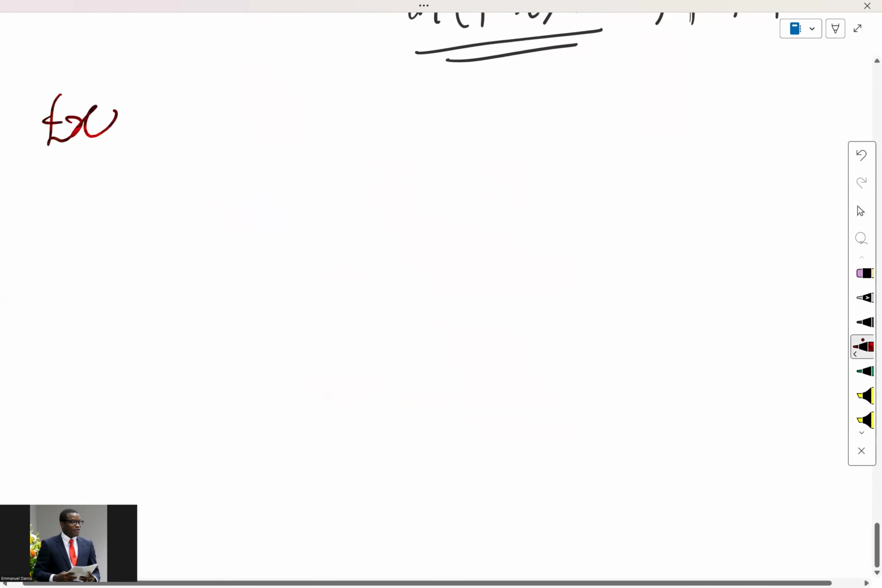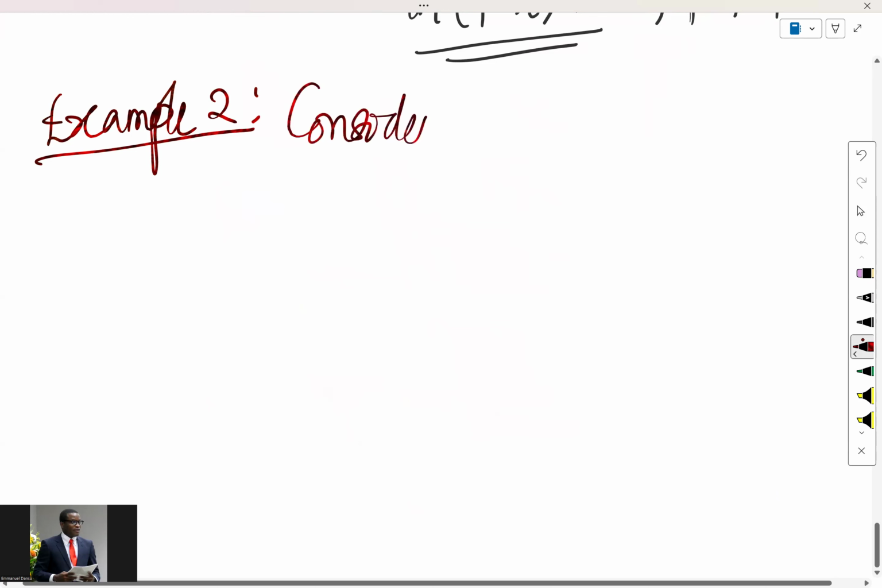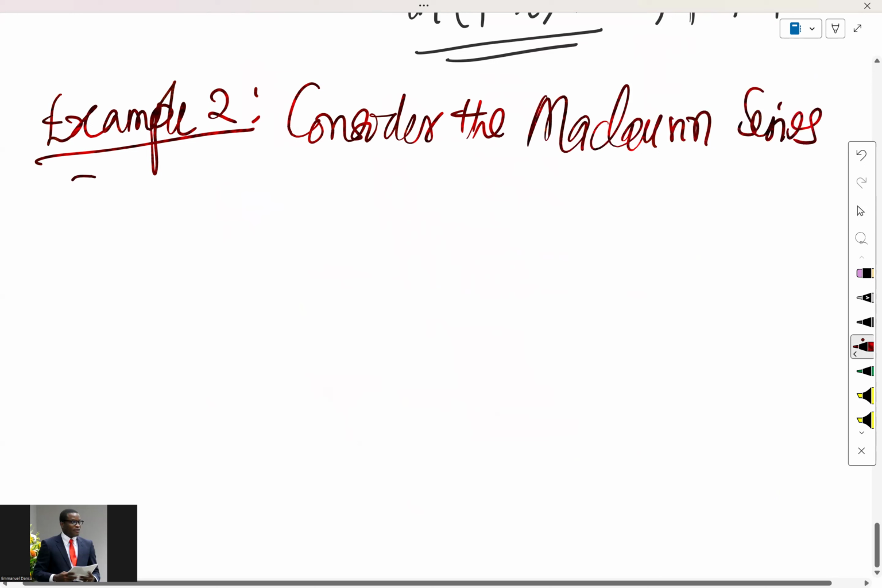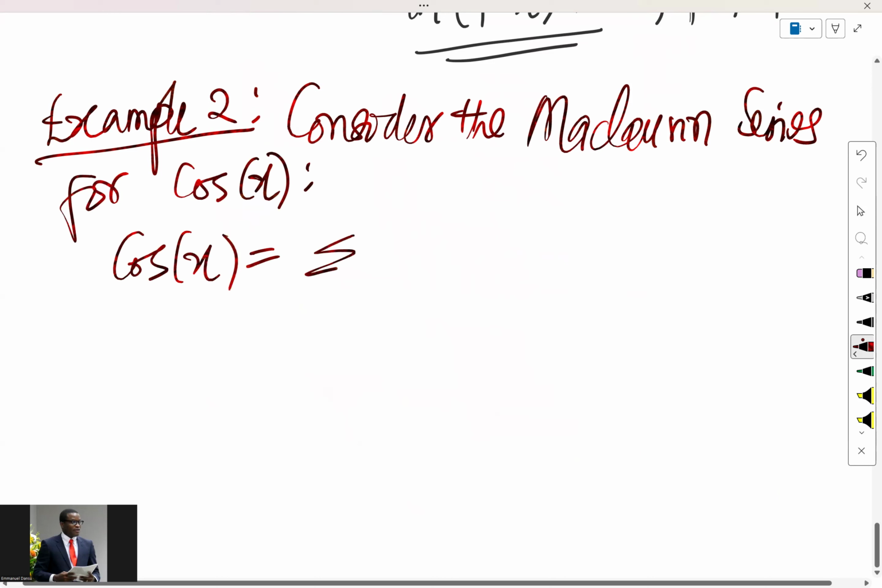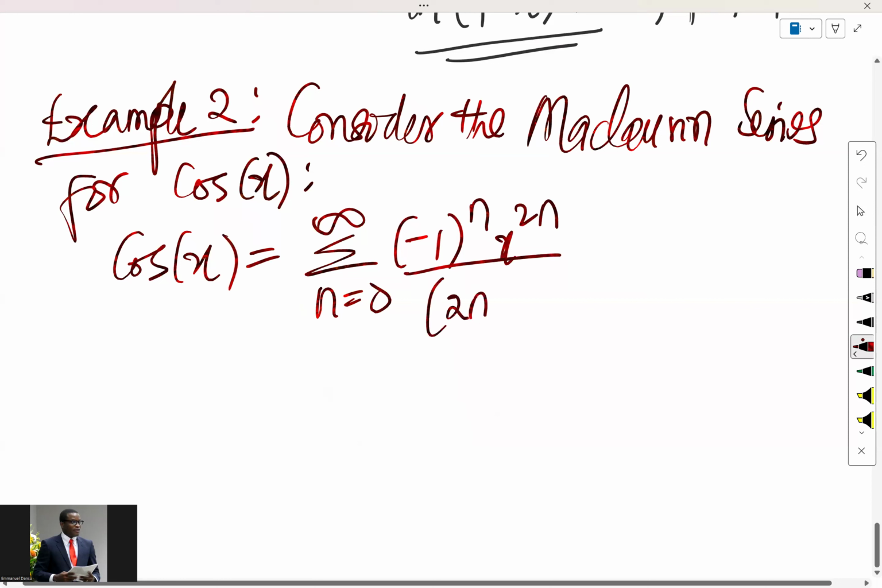So now example 2 under integration. We consider the Maclaurin series for cos x. That is, cos x equals the summation from n equals 0 to infinity of minus 1 raised to power n, x raised to power 2n over 2n factorial. This is the result we got when we differentiated sine. So now I want to differentiate it and see what we get.